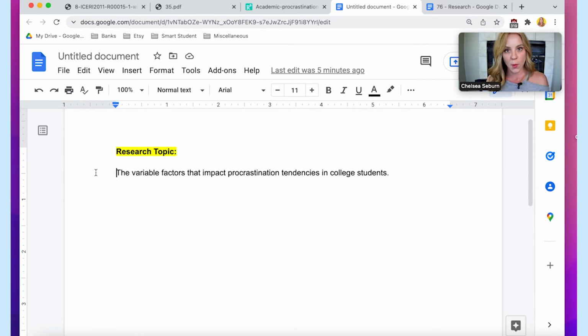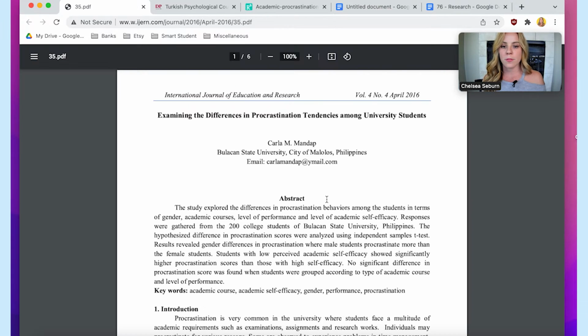And so let's go ahead and start with the first one. And the first thing I'm going to qualify is the title. Very simple. So here we have, examining the differences in procrastination tendencies among university students. Okay, that sounds like a slam dunk. Actually, it's perfect. It's pretty much what my topic is.